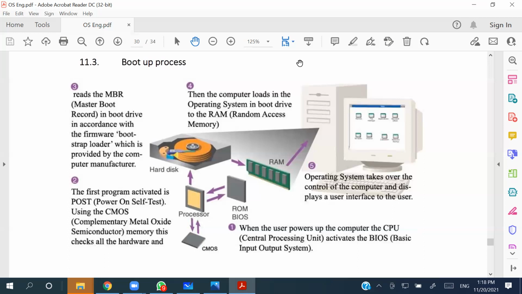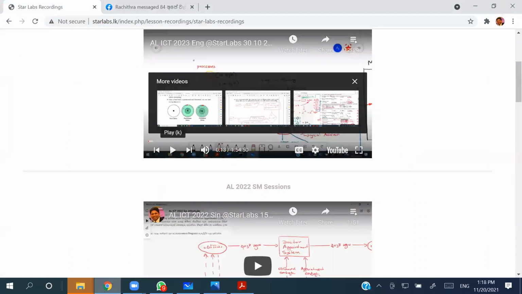So I'll show you a short video regarding this, which explains the booting process in a descriptive manner. We'll look into this, so you will have a good idea about the booting, right? Hold on.